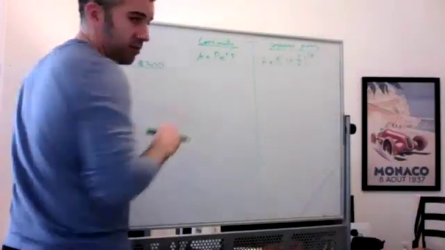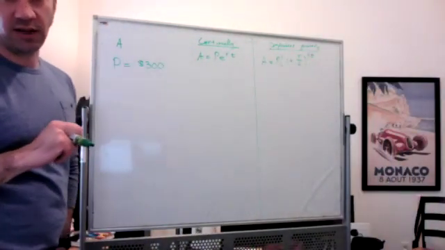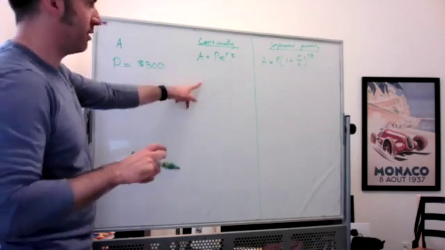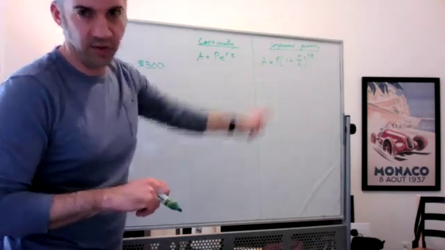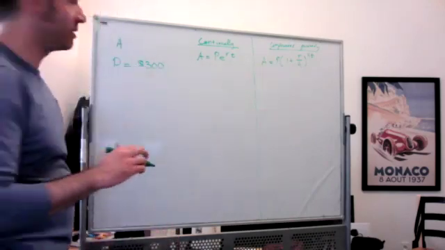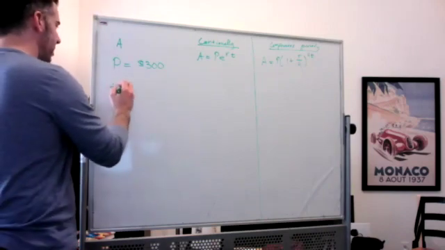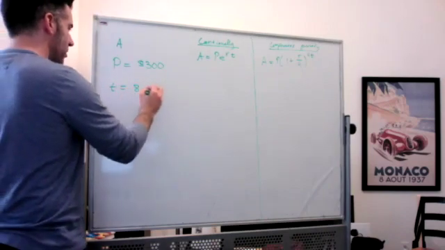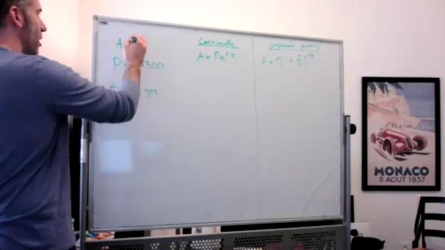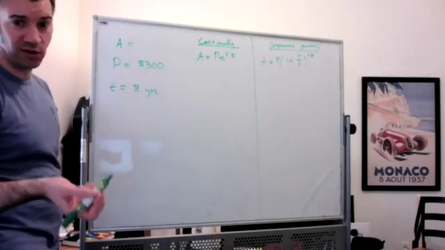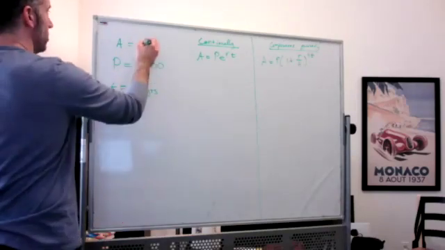Okay, so back to the problem. We deposit $300 in the savings account with either continually compounded interest or quarterly compounded interest. It takes 8 years for your money to triple. So we know the amount of time is 8 years. And we know that the amount of money after 8 years should be triple, so $900.